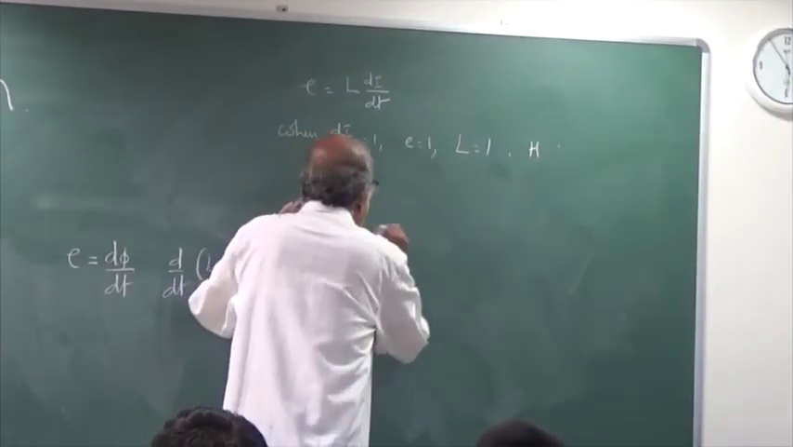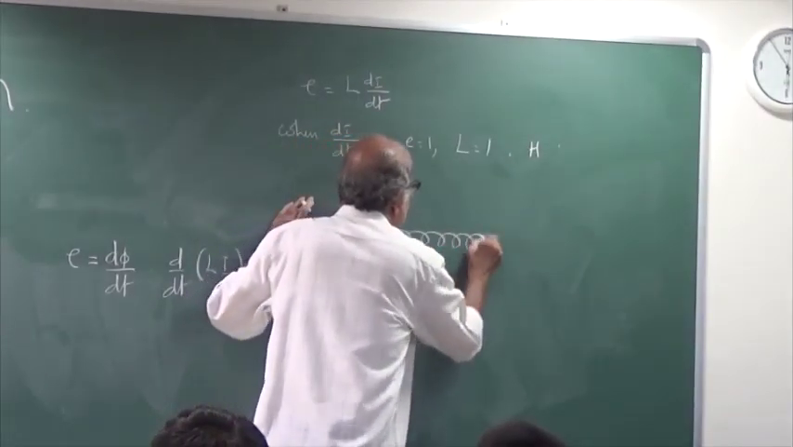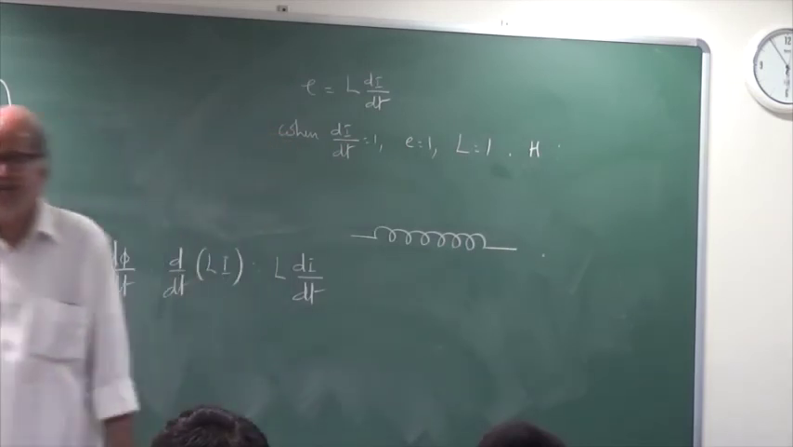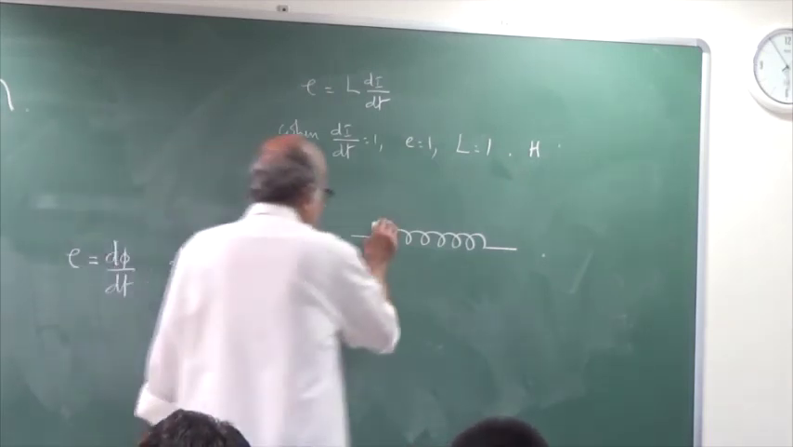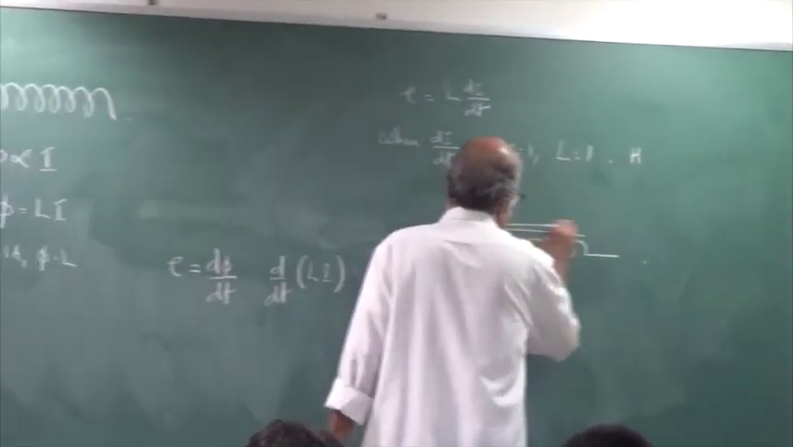An air core inductor is shown with a symbol like this. An air core inductor. If it is wound on an iron core, it is shown by this symbol.